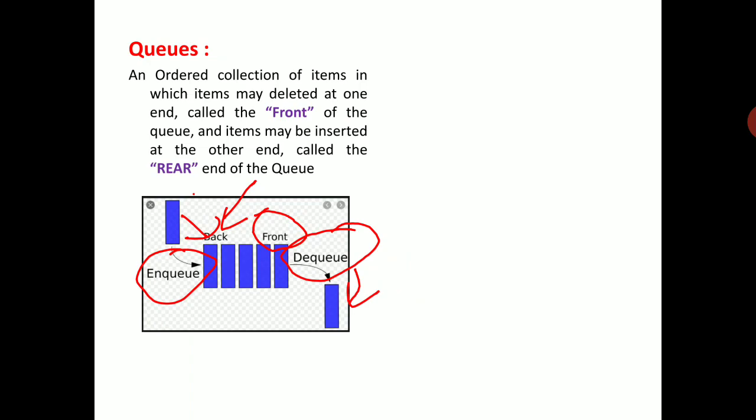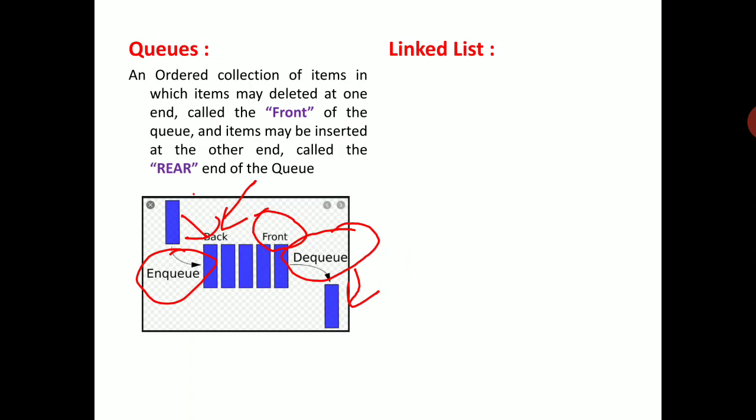We have one more linear data structure here. This is called linked list. This is quite different from these three, because these three things we understood easily: we have an array which is an ordered collection. Stack, yes, it is also an ordered collection, but it follows a principle. What is that principle? Last in, first out.